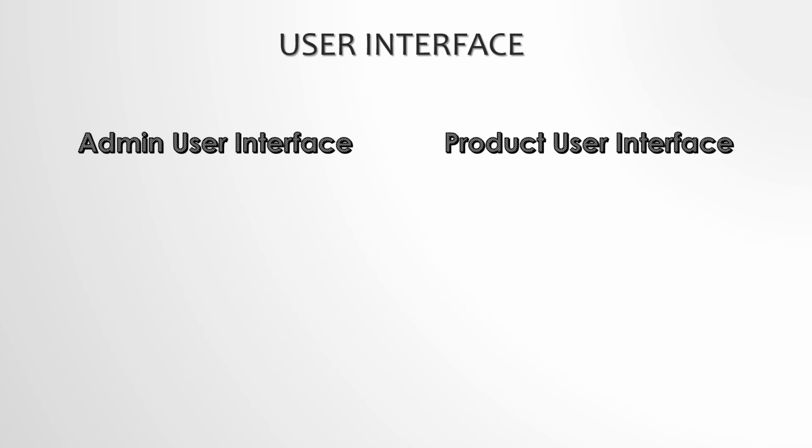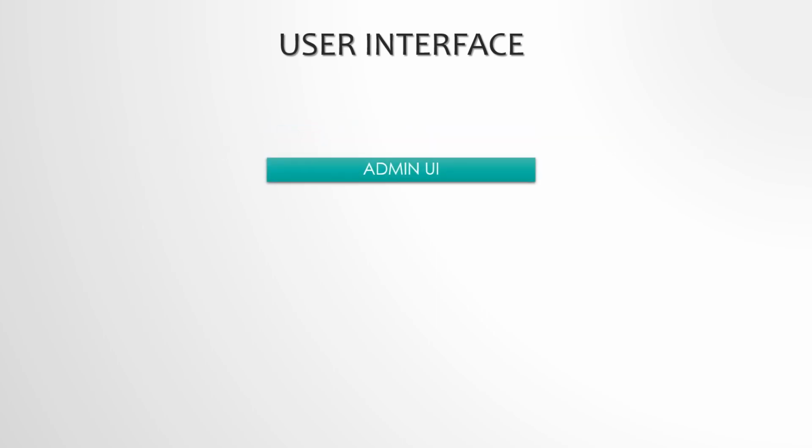The second component is the user interface, and it is responsible for the user interaction with vRealize Operations Manager. It has two types of user interfaces. One is the admin user interface and the other one is the product user interface. Let's start with the admin user interface. This interface is present on all the nodes and you can access this interface only as the admin user.